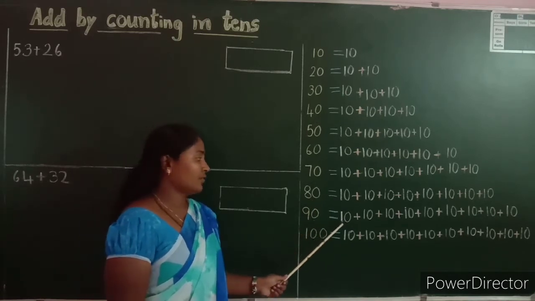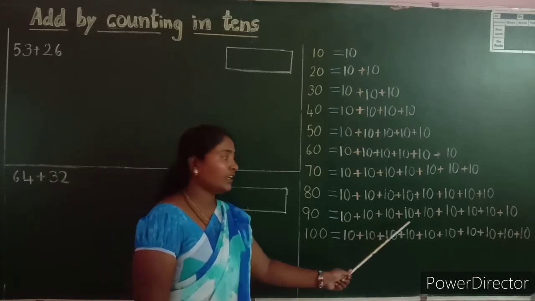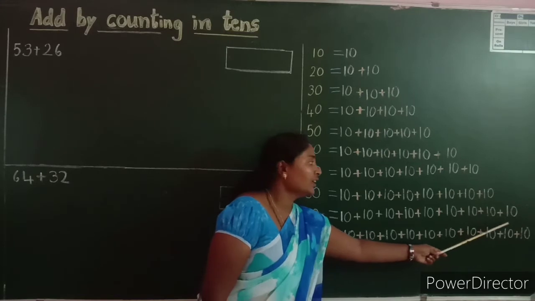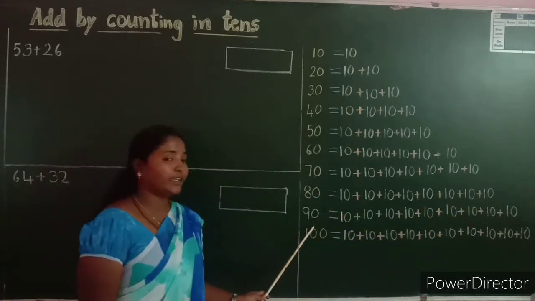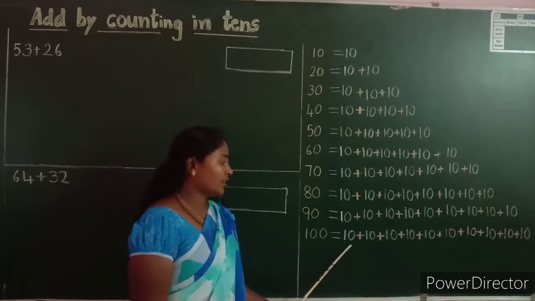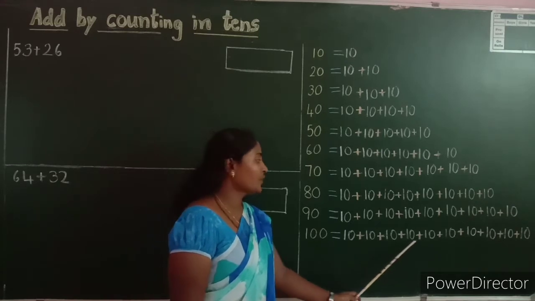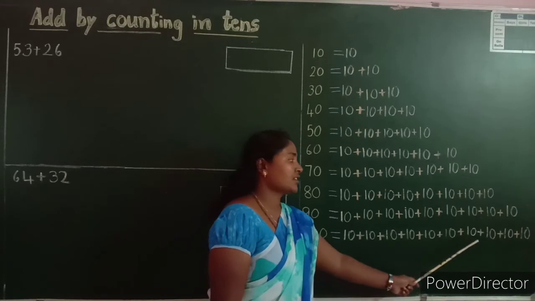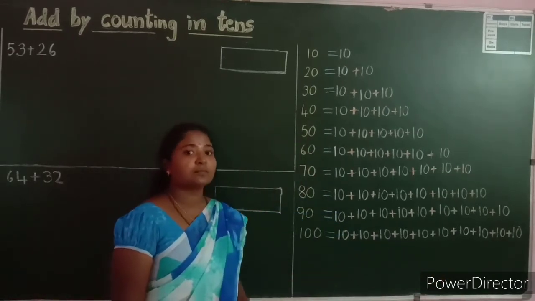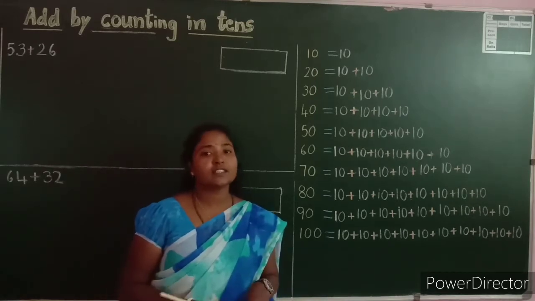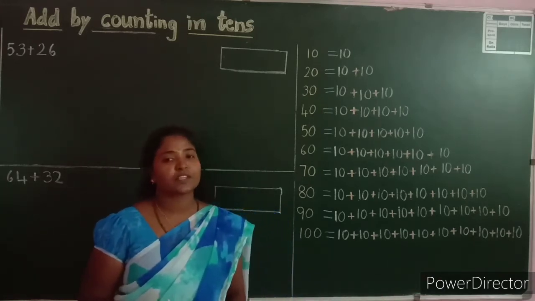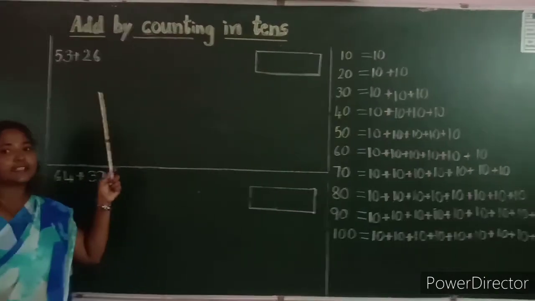Next, 90. 9 tens make 90. Then 10 tens together make 100. How many tens come in 100? Yes, 10 tens come in 100. Let's have a look at the first example.